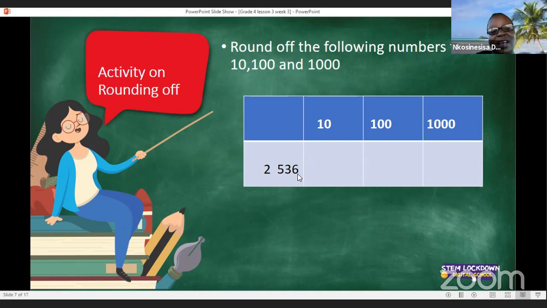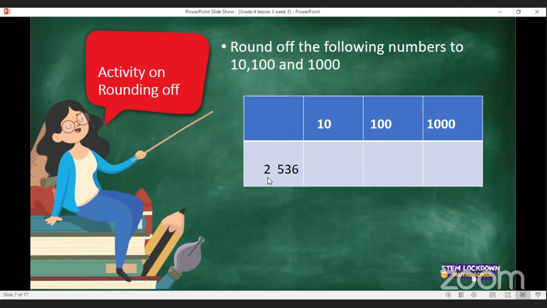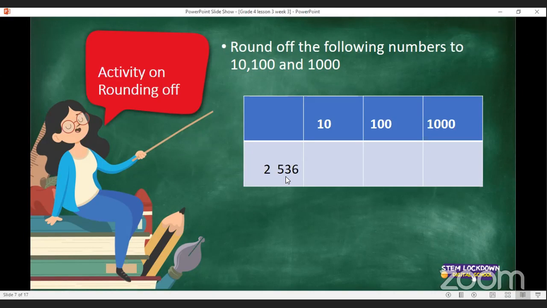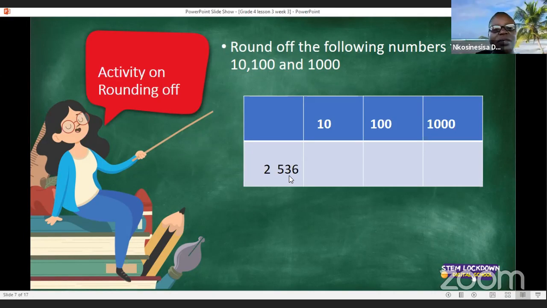So you see why your answer was wrong. What is the right answer now? 2,540. Well done. You can clap hands for yourself, Zoe. You have done well.